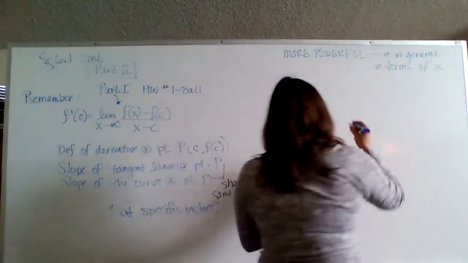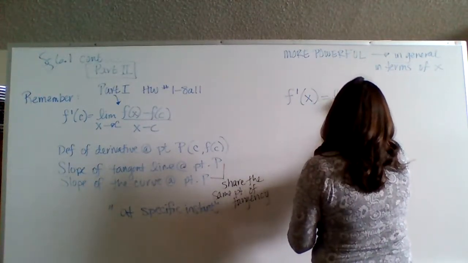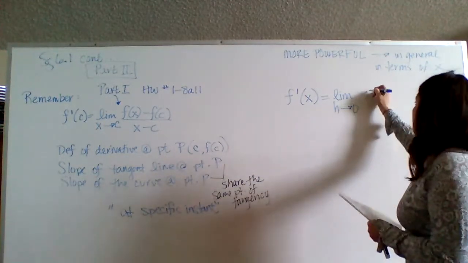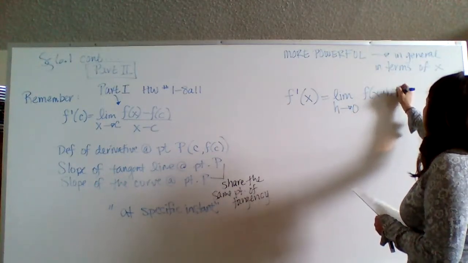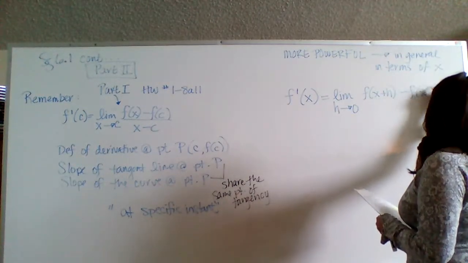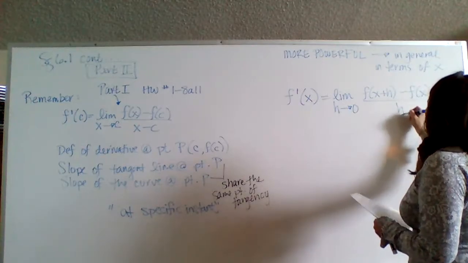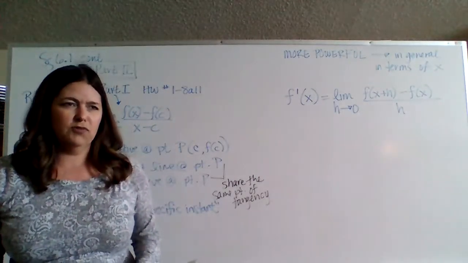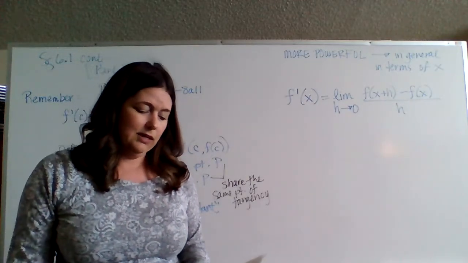So f prime of x equals the limit, because we still have limits going on, but this time it's h approaching 0 of f of x plus h minus f of x all over h. Oh, doesn't that fraction look somewhat familiar? Like maybe you just did it on your test?